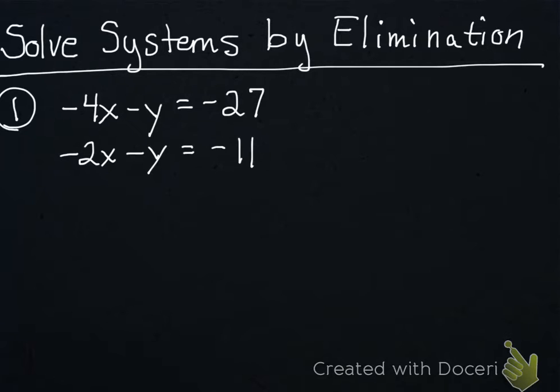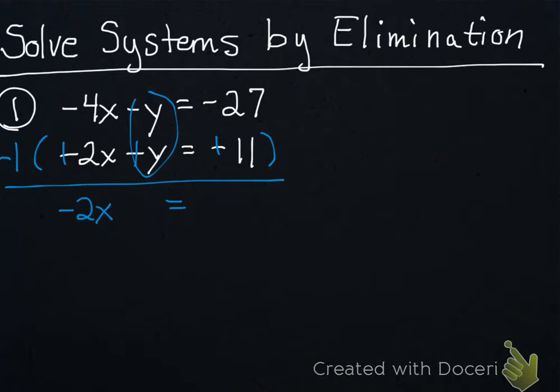If I were to multiply the second equation by a -1, it would change the signs of everything in the equation. So the 2x would become positive, y would become positive, and the 11 would become positive. Once we do that, now my y's have the same coefficient, opposite sign, so we can add them together. I have -4 minus a +2 for my x, so that gives me -2x. My y's cancel out.